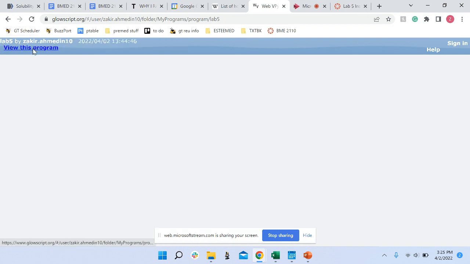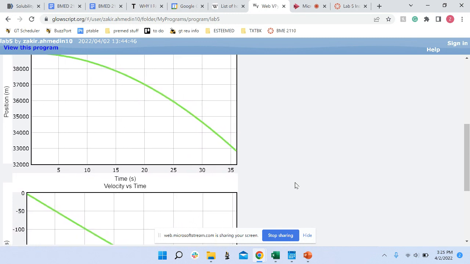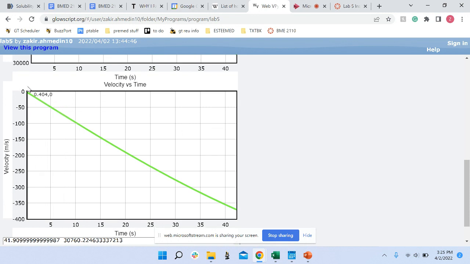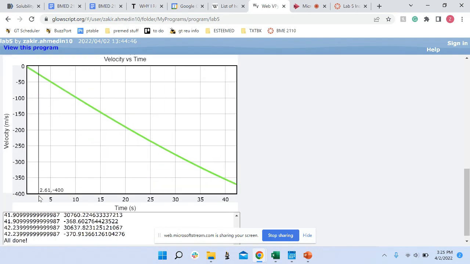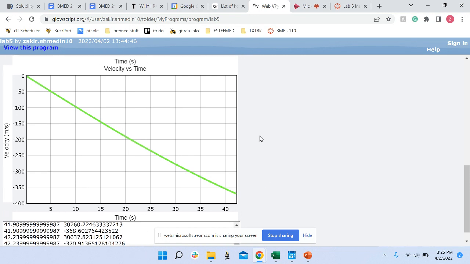So I can run the program and show the models. So here we have the velocity versus time graph, and here we have the position versus time graph. So here we can see that the final velocity is actually equal to negative 371 meters per second, which is extremely close to the negative 372 meters per second that was actually achieved during the free fall. And because this was so close, this is how I determined the proportionality constant.